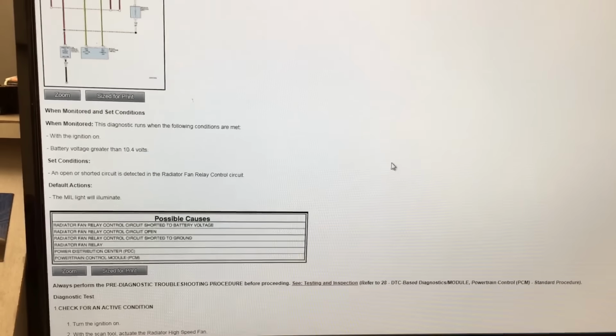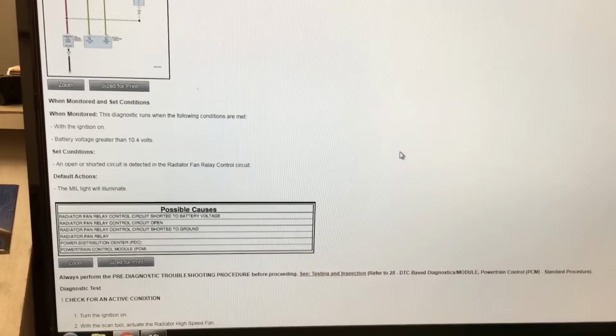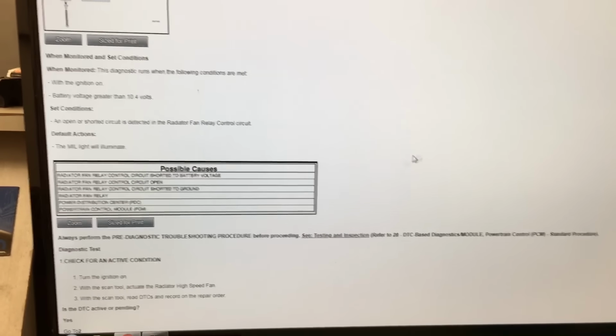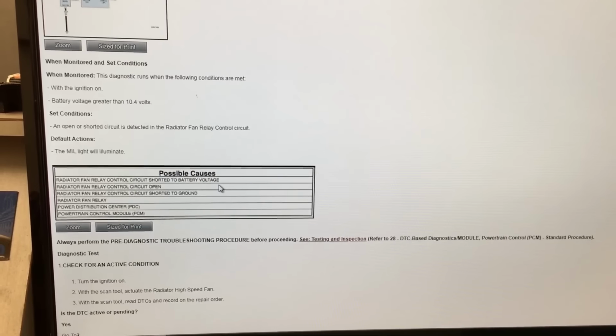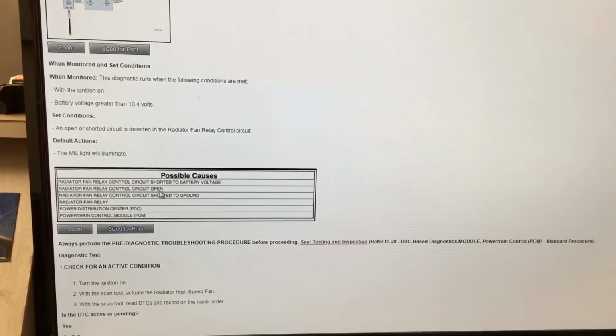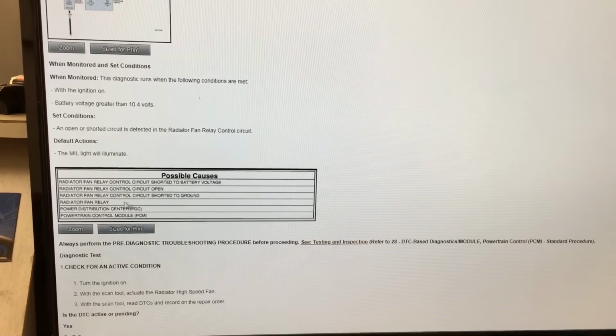It says an open or shorted circuit is detected in the radiator fan relay control circuit. That's important information. If we scroll down here, it gives us a list of possible causes. It says that the radiator fan relay control circuit shorted to battery voltage. It says control circuit could be open. It could be shorted to ground. It could be a bad fan relay. It could also be a problem in the power distribution center or a problem with the powertrain control module. So there is quite a few different possibilities for how this code could get set.